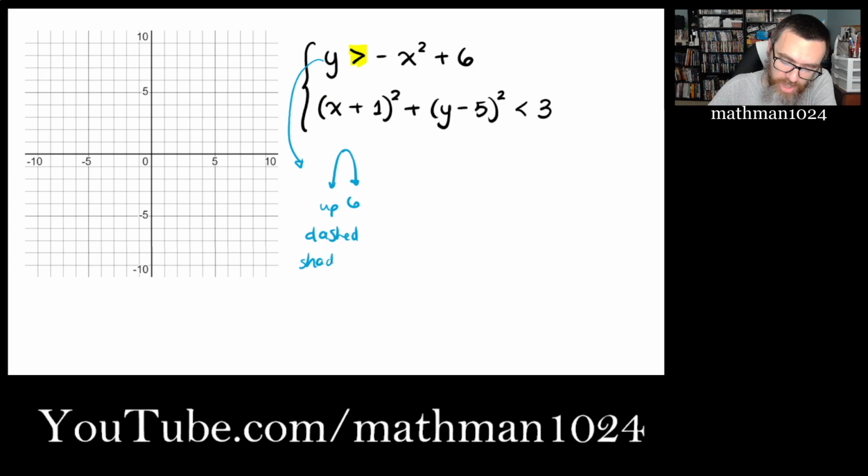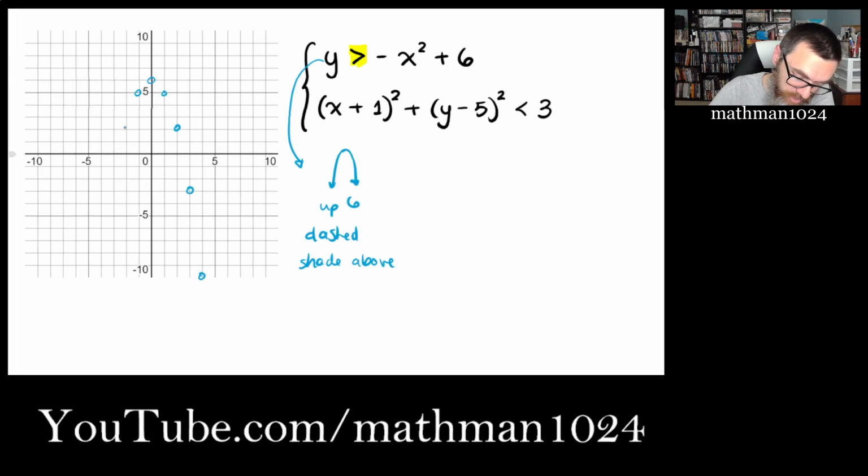And because we have y by itself, we can see that it says y is greater than, so it's going to be shading above my parabola. So go up 6, an open point because we're dealing with a not equal sign. 1 squared is 1, 2 squared is down 4, 3 squared is down 9, and 4 squared is down 16.